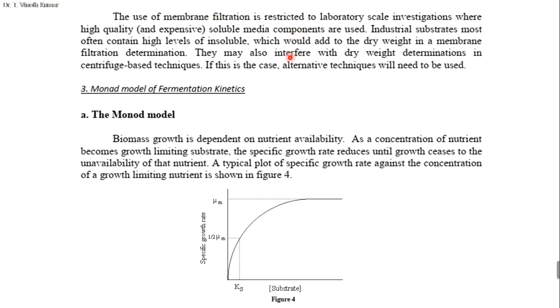So, already explained, the use of membrane filtration is restricted to the laboratory scale because it is very expensive. The filtration method is very expensive, and centrifugation is a much cheaper method when compared to the filtration methods. Next, coming to the core component of kinetics, that is the Monod model of fermentation kinetics.